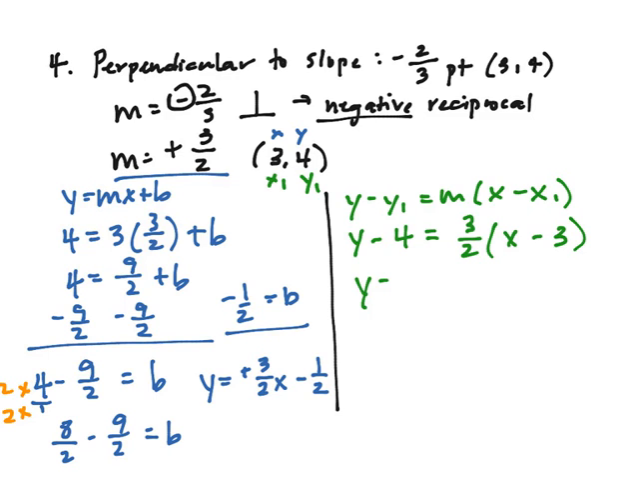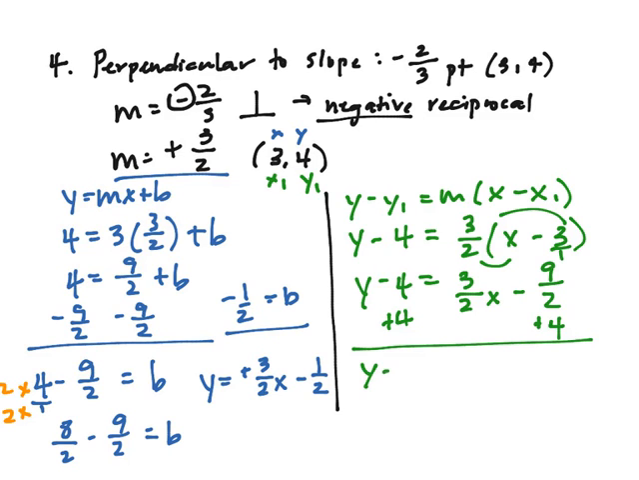And so I am going to distribute, and I have 3/2 x minus 9/2, okay, because that's 3/1. We multiply the numerators and the denominators. If it always messes you up, go ahead and write out the actual operation that you're multiplying, 3/2 times negative 3, okay? And then I'm going to add 4 to both sides.